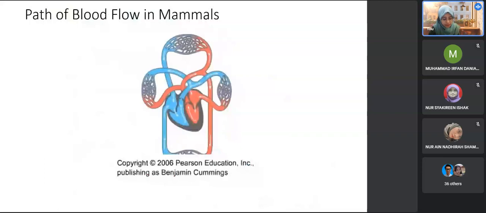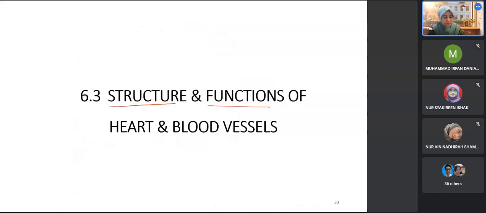Okay, so now we are going to continue on the next part, which is the path of blood flow in mammals. Mammals depend on double circulation, the pulmonary circuit and also the systemic circuit. First we need to go through the structure and function of the heart and also blood vessels.